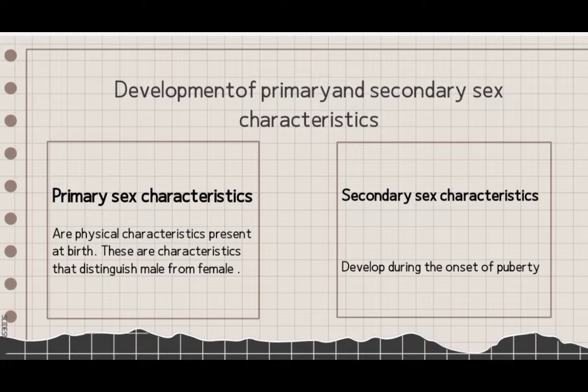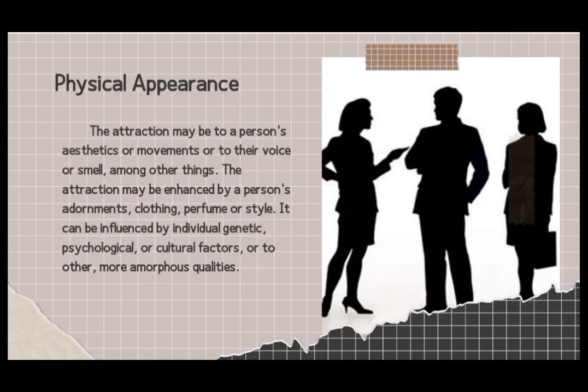What do men and women find attractive? The inner qualities and characteristics of the individual, and the physical appearance of the individual. Physical appearance: the attraction may be to a person's aesthetics or movements, or to their voice or smell, among other things. The attraction may be enhanced by a person's adornments, clothing, perfume, or style. It can be influenced by individual genetic, psychological, or cultural factors, or by other, more foremost qualities.